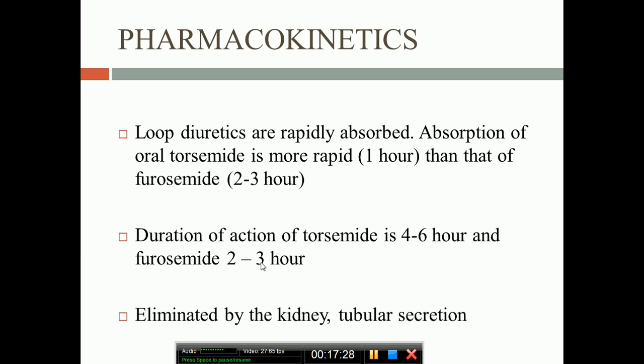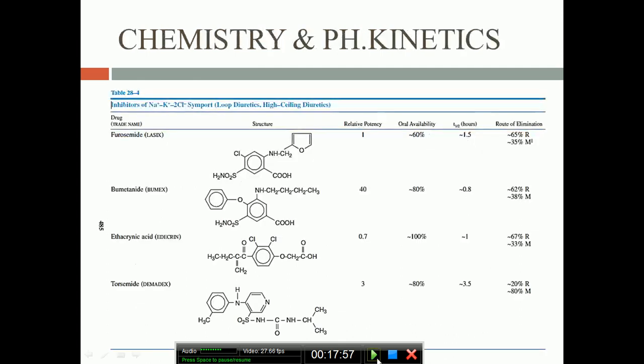What are the pharmacokinetics? If we talk about absorption, the oral absorption, they are generally rapidly absorbed. Absorption of oral torsemide is more rapid, around 1 hour, than that of furosemide. The absorption of furosemide is around 2 to 3 hours. The duration of action of torsemide is 4 to 6 hours and furosemide 2 to 3 hours.